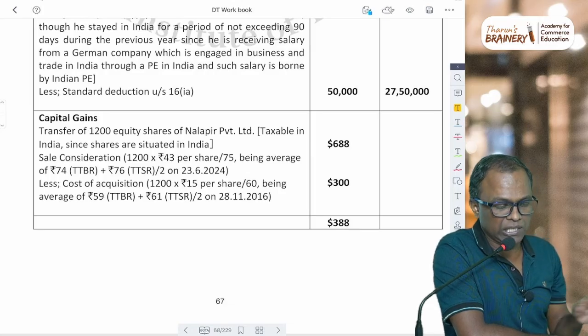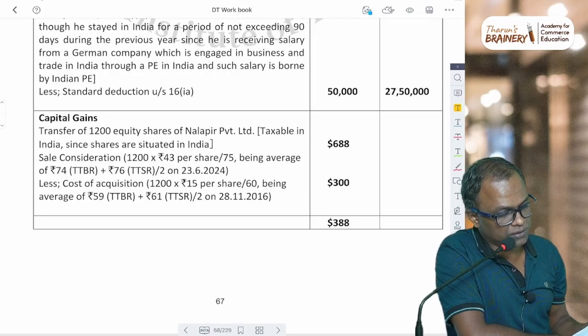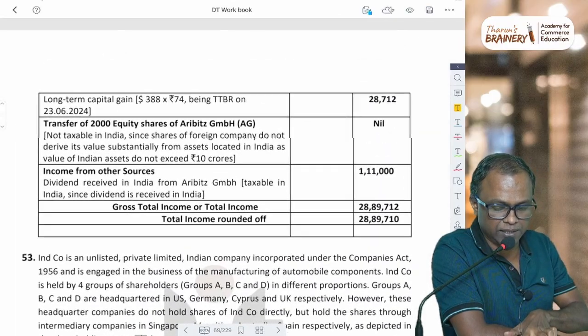This should be reconverted into INR by using the buying rate on the date of transfer. That is, buying rate on the date of transfer is 74, 23/6/2024, 74. So by applying 74, we will get the capital gain in INR.